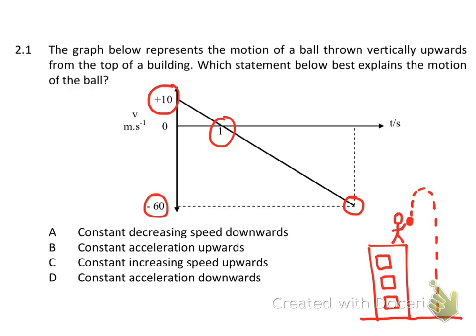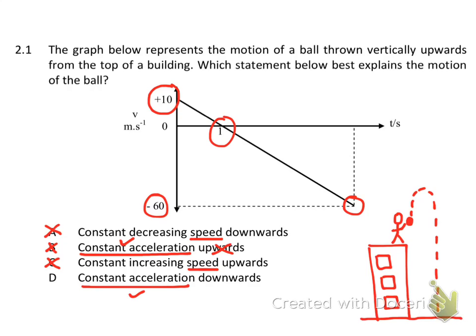A is decreasing speed. Remember, speed is the scalar. And in this situation, the speed does decrease for the first second, but then it increases in the opposite direction. So A is not correct. B, a constant acceleration is correct, but of course the ball's accelerating downwards, not upwards. And so upwards is incorrect, so B can't be the correct answer. C, constant increasing speed. Again, they use the word speed there, and you can see that the speed decreases on the way up, so that can't be correct.